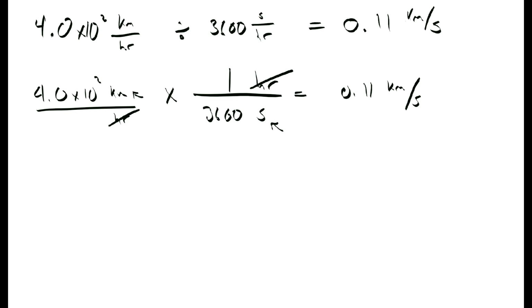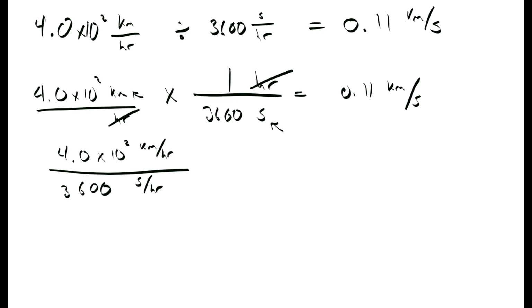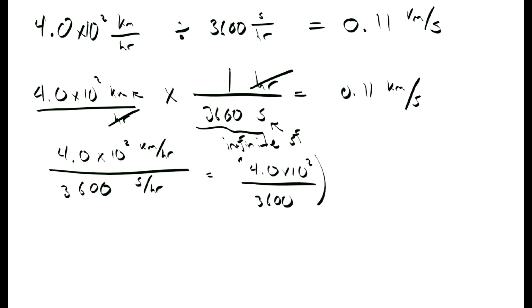Ooh, that's handy. Another way of looking at it is 4.0 times 10 to the second kilometers per hour divided by 3,600 seconds per hour. And yes, this works for sig figs, because this right here is a conversion factor, and so it has infinite sig figs. So down here on the bottom, 4.0 times 10 to the second kilometers per hour, and 3,600 seconds per hour. That would be equal to 4.0 times 10 to the second over 3,600. That's the number portion. And then kilometers per hour over seconds per hour. And this is where things might look complicated.